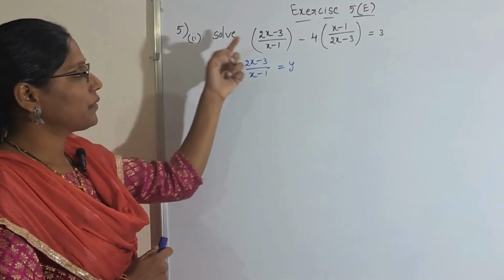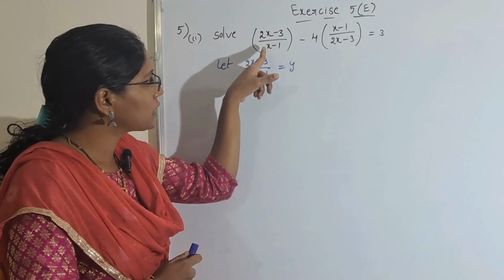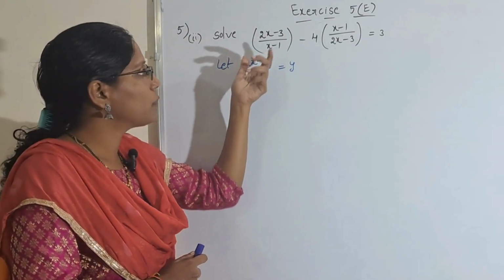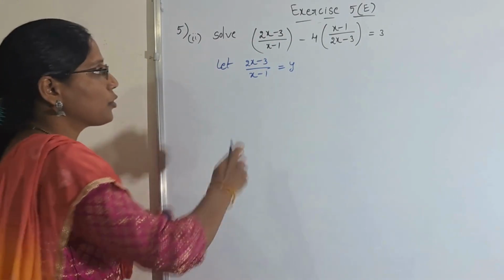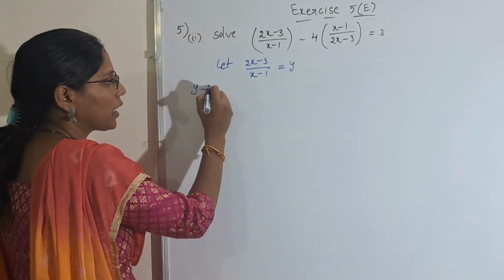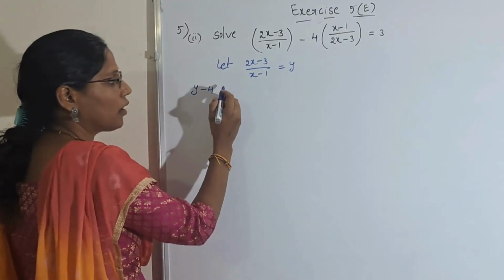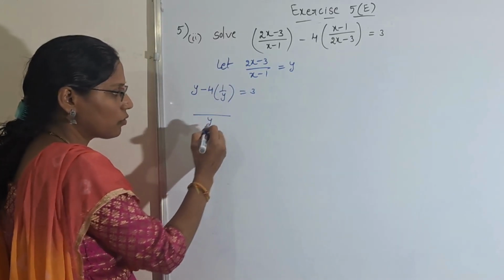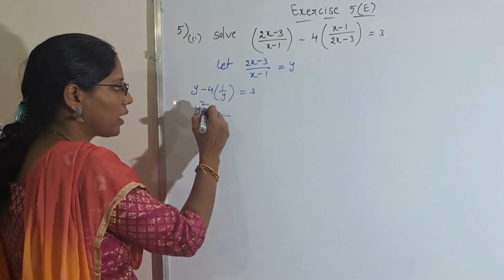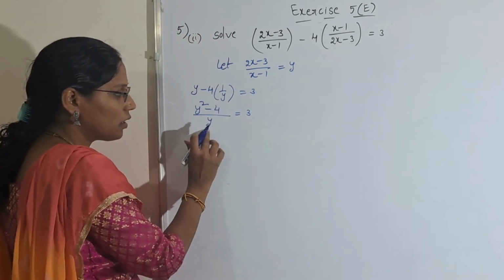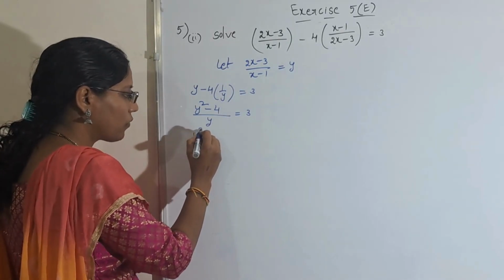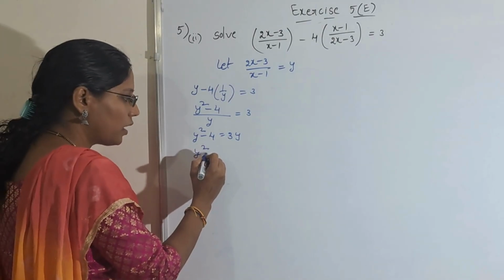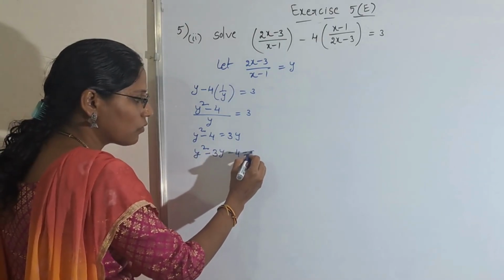Next, fifth main second problem. Here we have to observe the bracket 2x minus 3 by x minus 1, and here x minus 1 by 2x minus 3. The reciprocal they have given. So the bracket value we take as some y and substitute in this equation. Y minus 4 into the reciprocal, 1 by y, is equal to 3. Here LCM we take y. Cross multiplication: y square minus 4 equal to 3y. Y we send to the right side: y square minus 4 equal to 3y. 3y we shift to the left side: y square minus 3y minus 4 equal to 0.